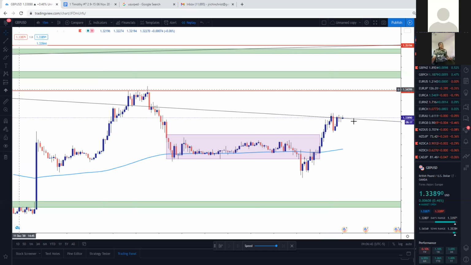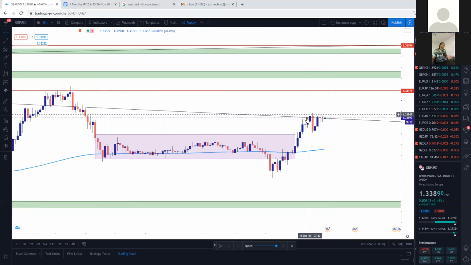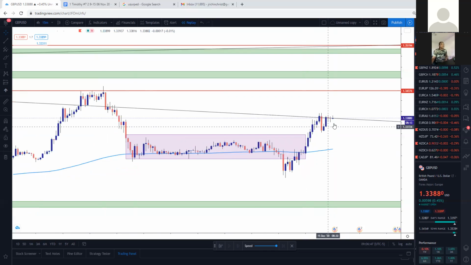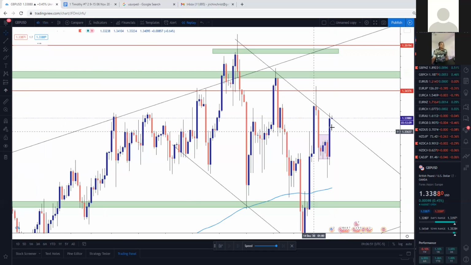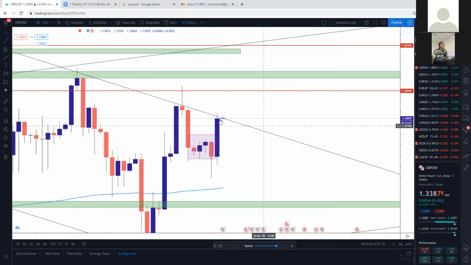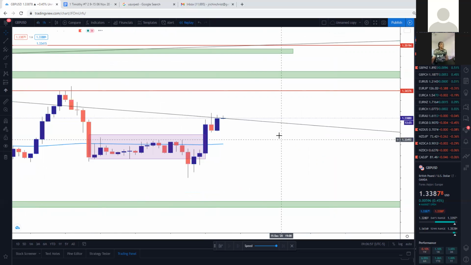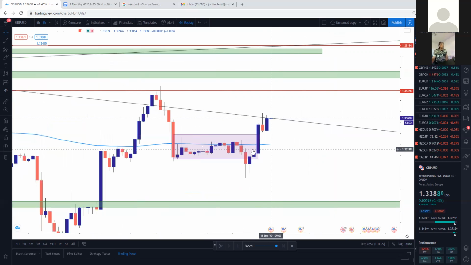Now, do I believe that the British pound is still going to go back up? Yeah, I think it's going to go up. It's playing around in this area. It's not making sense for it to come back down. And if it is to come back down, then I'd rather see a 4-hour candle close bearish, or I'd rather see a 1-hour candle close and engulf this whole previous candle.